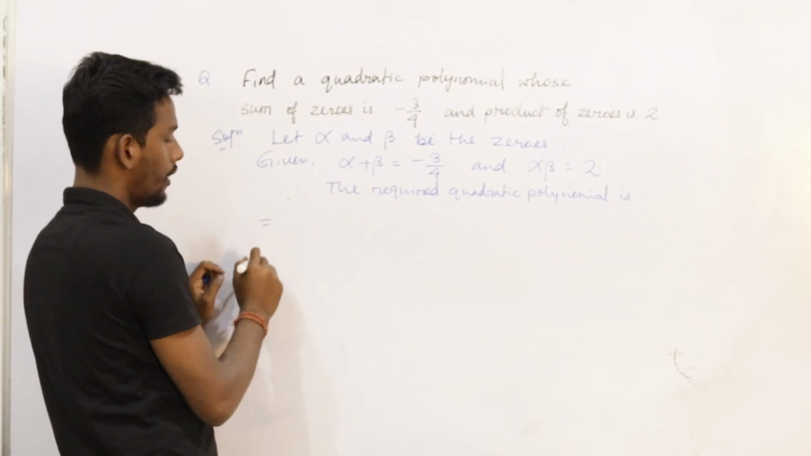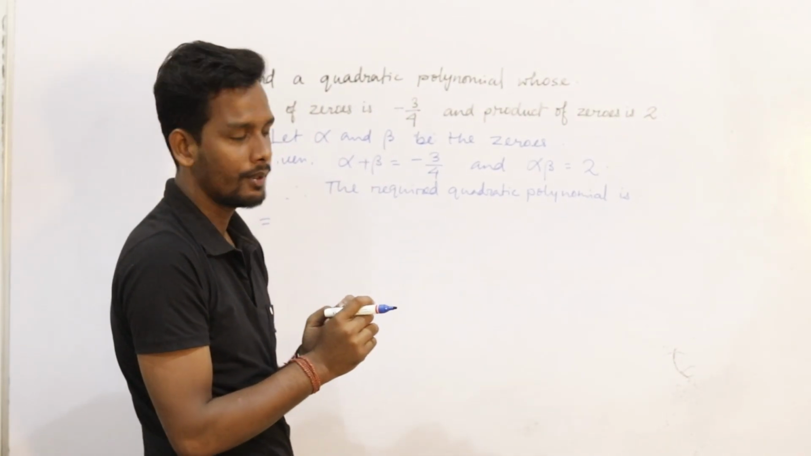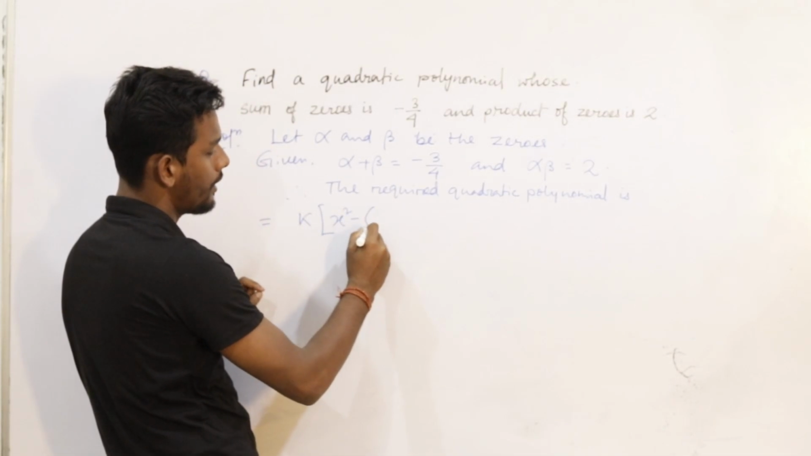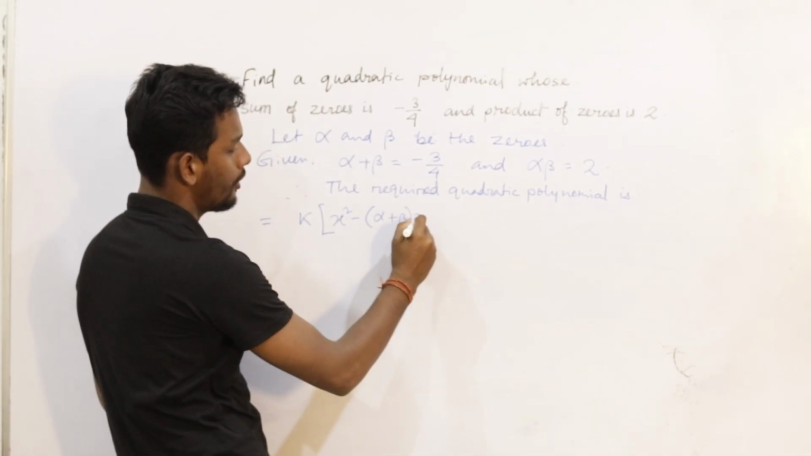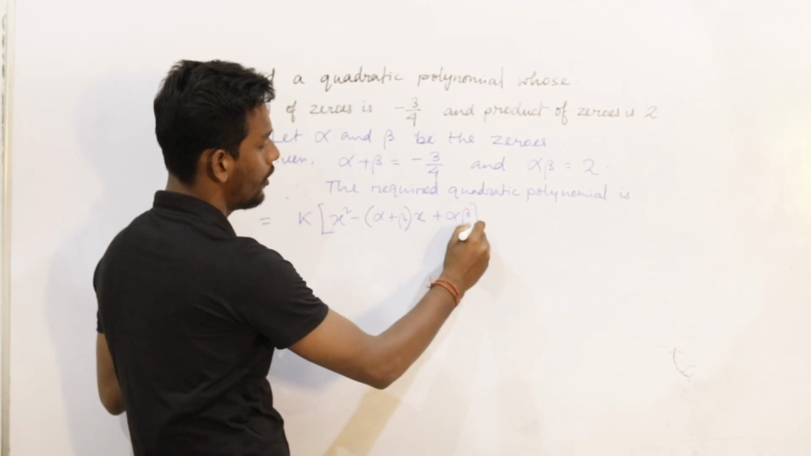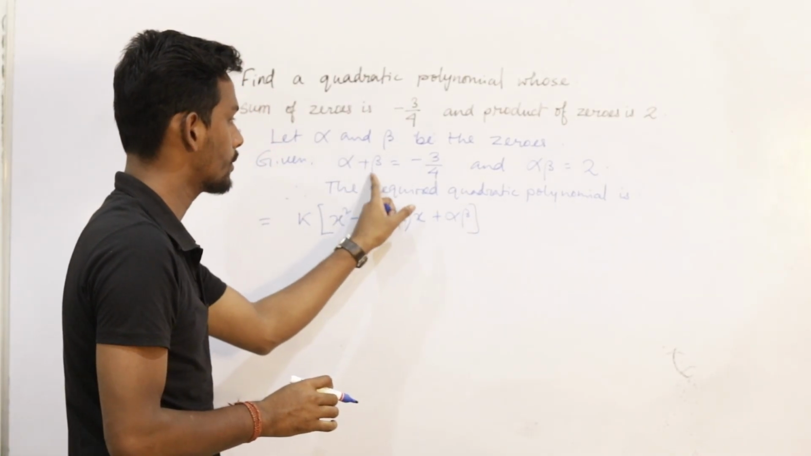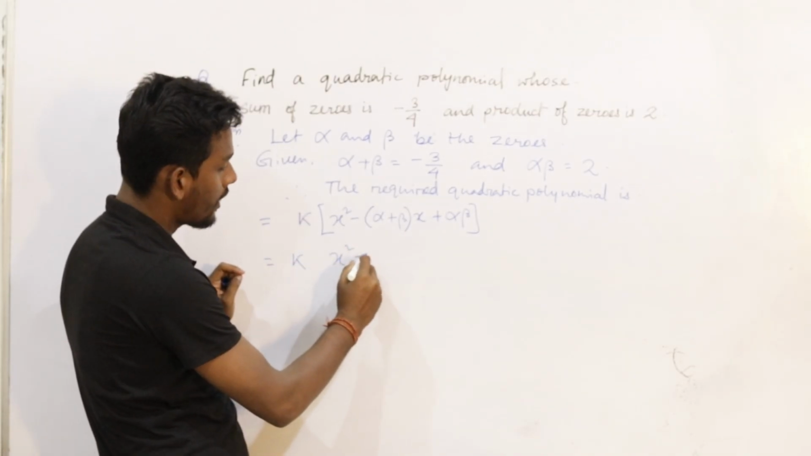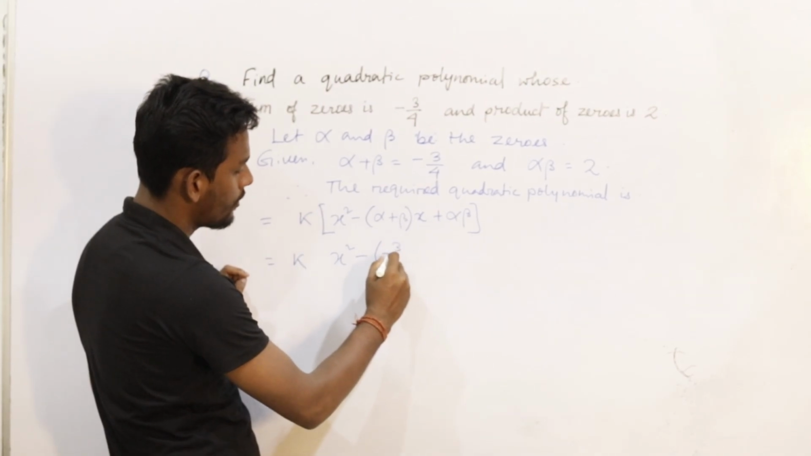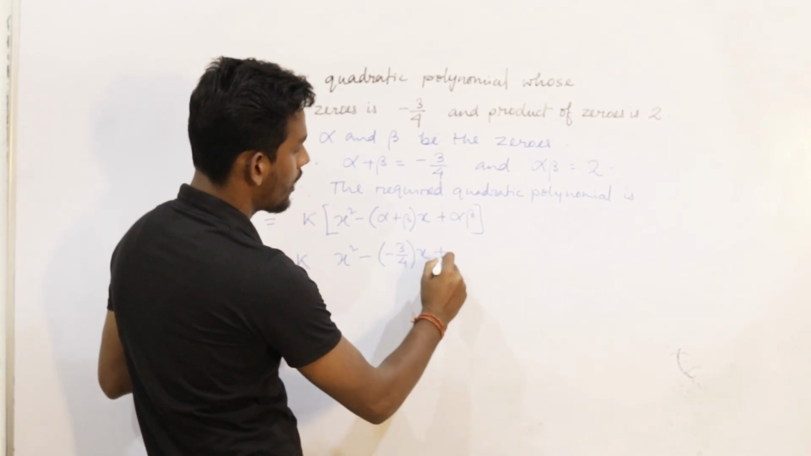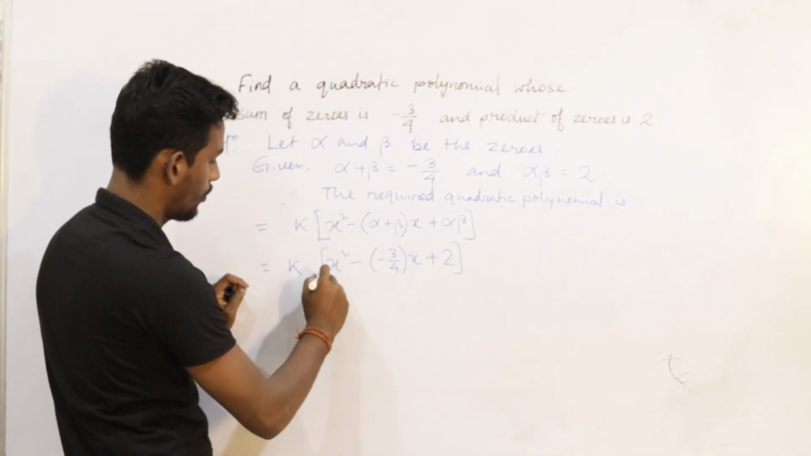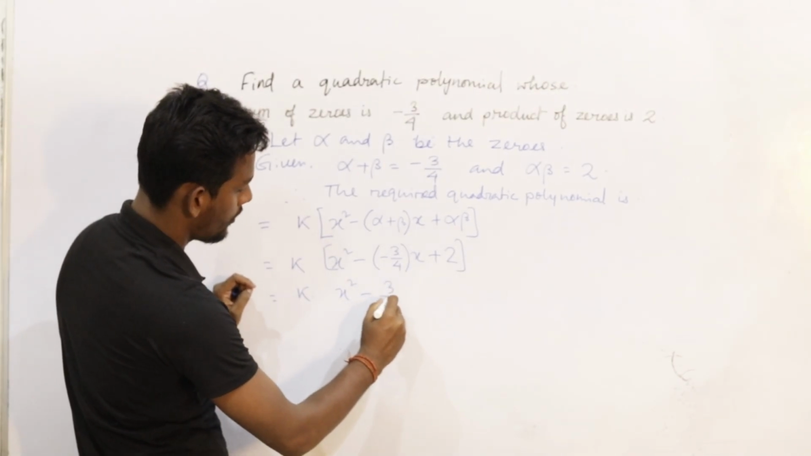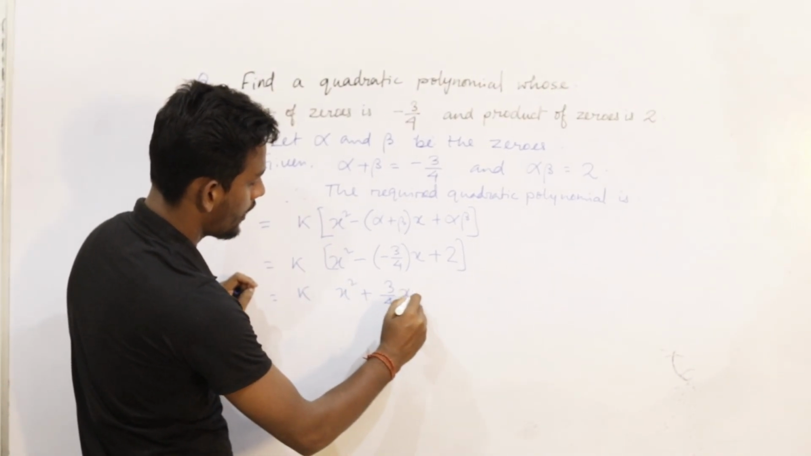is, already I have given the formula in the previous lecture. The formula was k, where k is a constant, whole into x square minus alpha plus beta whole into x plus alpha into beta. Only you have to put the values of sum and product. So here k x square, what is alpha plus beta? It is minus 3 by 4, x. What is alpha into beta? It is 2. So k into x square plus 3 by 4 x plus 2.